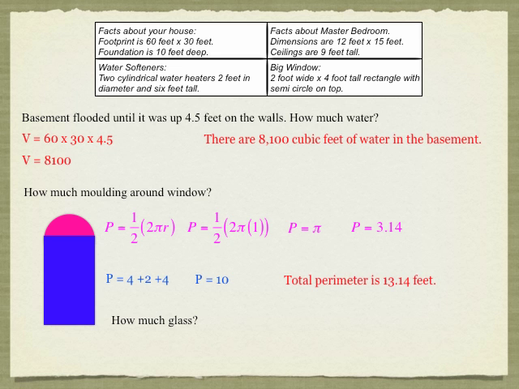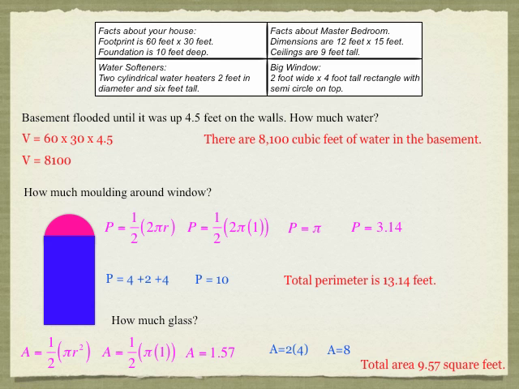How much glass is in the window? Well, my pink area would be half the area of a circle. So it would be half pi r squared. Again, I'm looking for area because I'm filling it in, not just going around the outside, which would be 1/2 times pi, or 1.57 approximately. The area of the blue is just length times width, which is 8. So I'd need 9.5 square feet of glass.